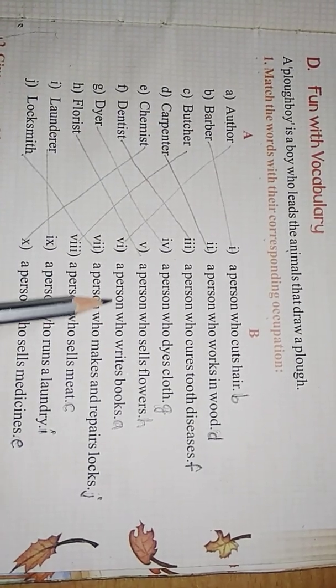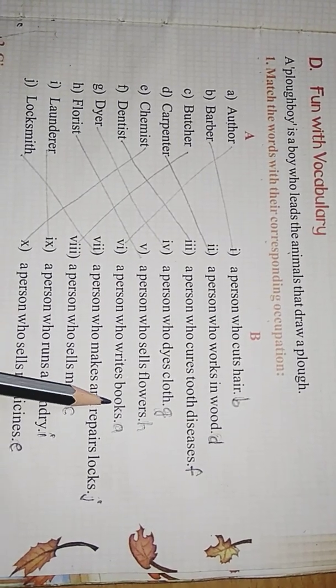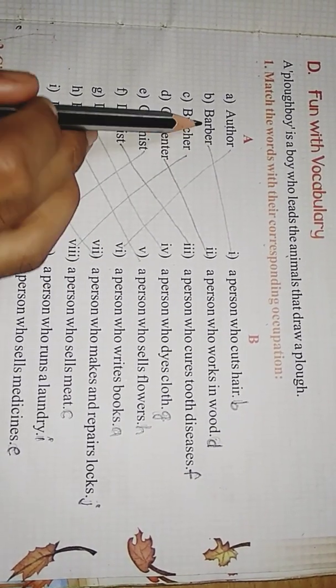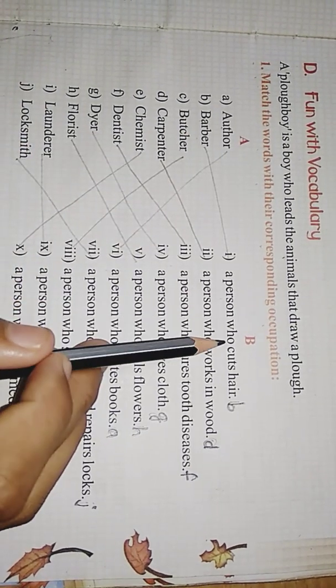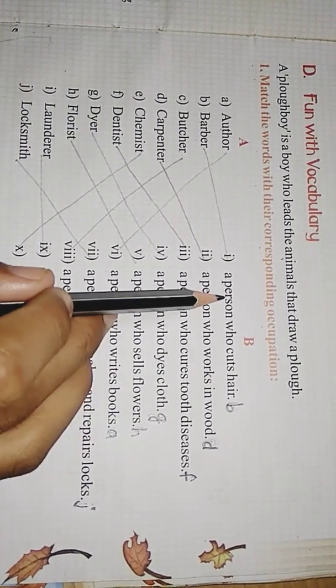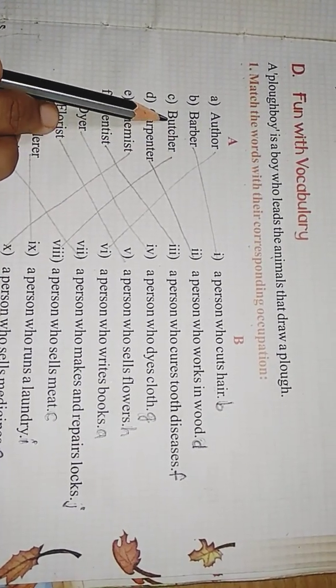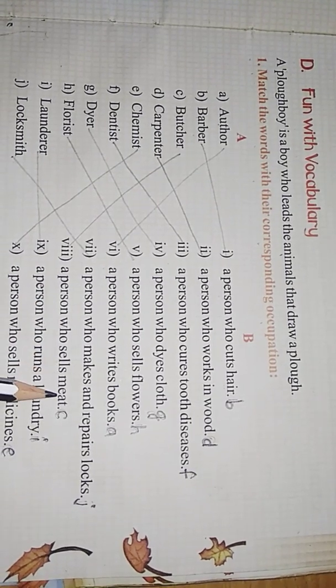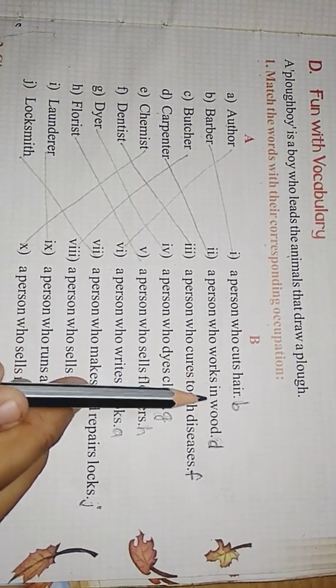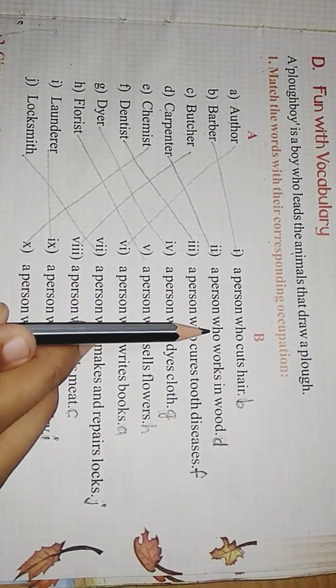For example, you can see author. A person who writes book. So author is known as a person who writes book. So we will match it. Barber. A person who cuts hair. So a person who cuts hair is known as barber. Butcher. A person who sells meat is known as butcher. Carpenter. A person who works in wood. A person who works in wood is known as carpenter.